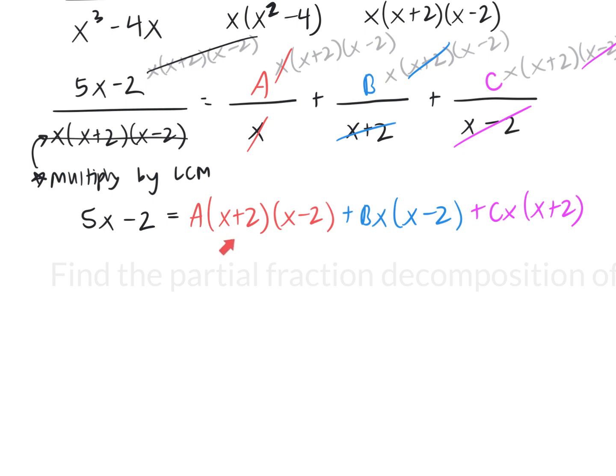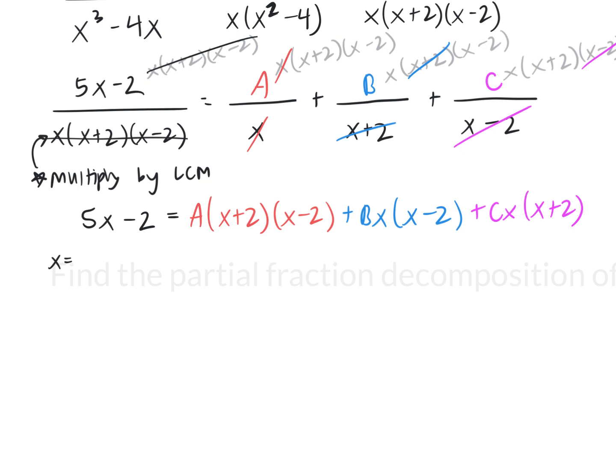How would I make this factor of x plus 2 equal 0? Oh, negative 2. How would I make this factor equal 0? Positive 2. So you want to choose x values that make your factors go away, because then it's going to get rid of some of our terms for us. Okay? So this is the point where you get to make some choices here. Smart choices, though.